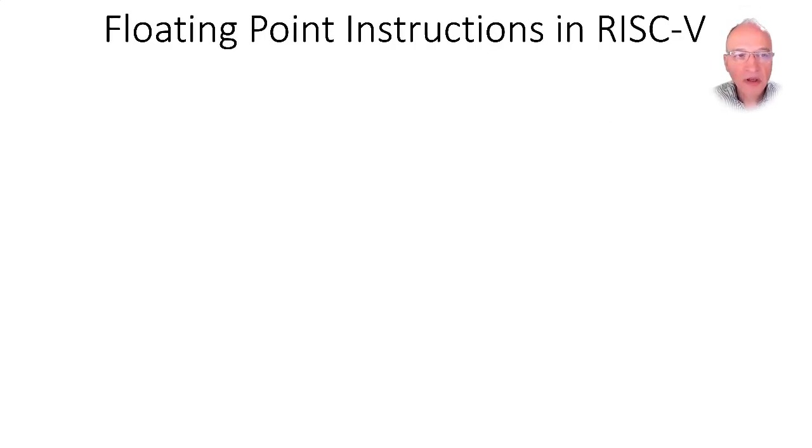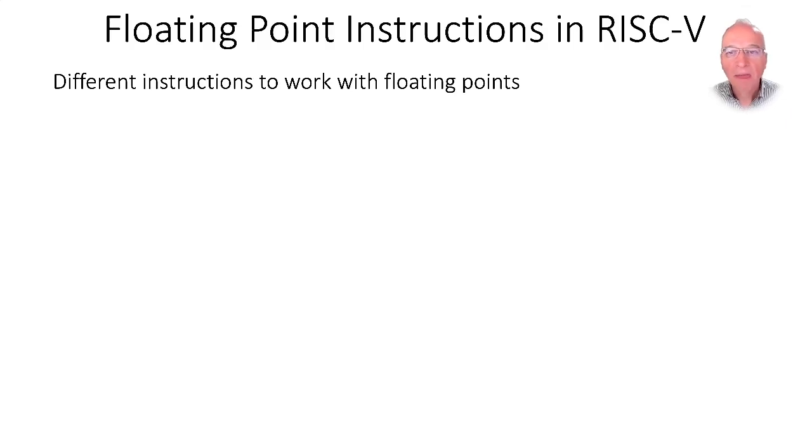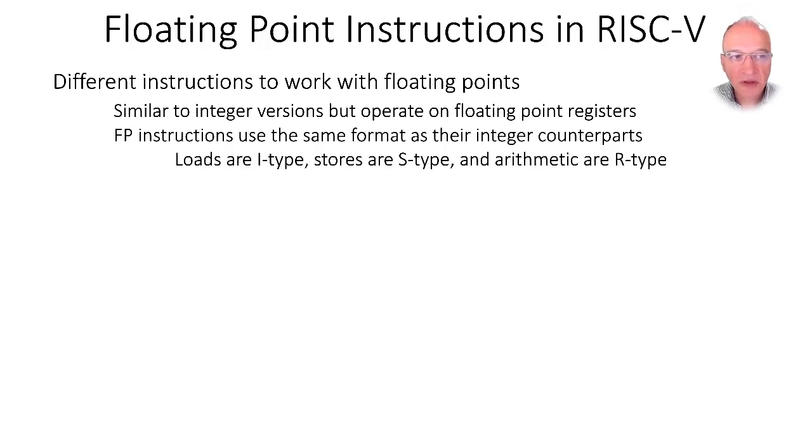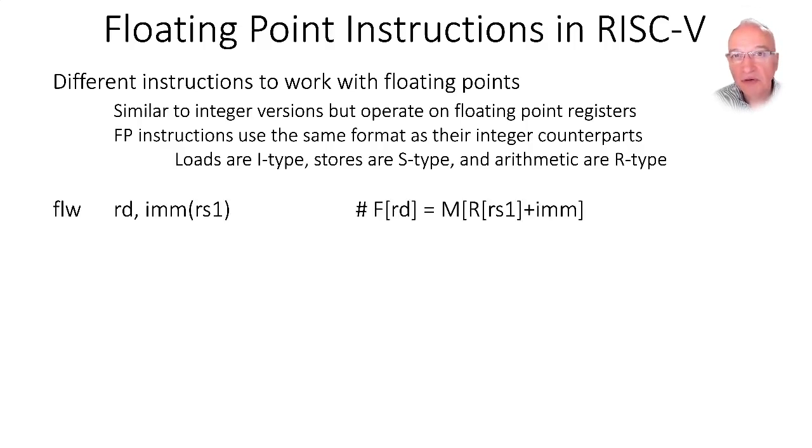So, floating point instructions in RISC-V. There are different instructions to work with floating point than with the integer numbers. It's similar to the integer versions, but they operate with the floating point registers. The floating point instructions use the same format as their integer counterparts. For example, the loads use an I type, the stores use an S type, and the arithmetic ones use an R type. What we're going to change is their opcodes, that will indicate that they are a floating point instead of an integer operation.